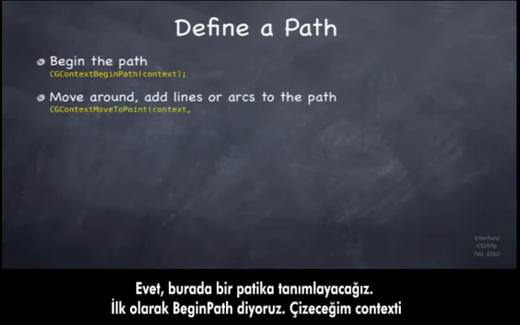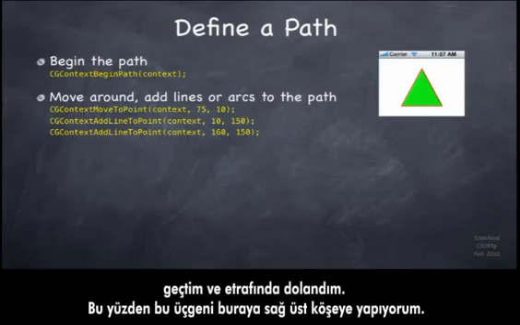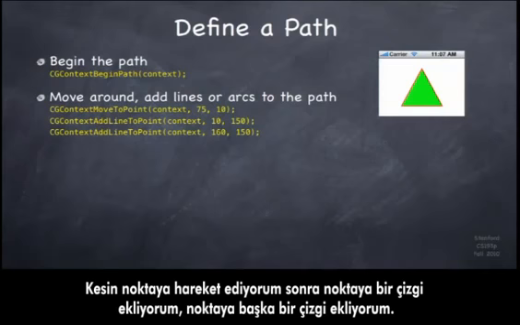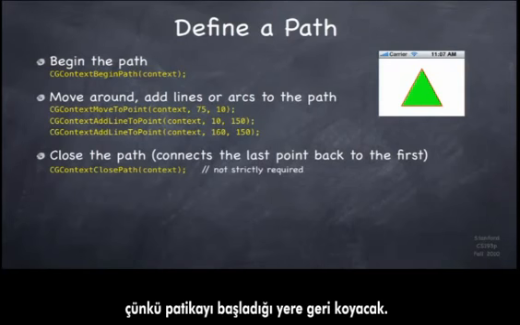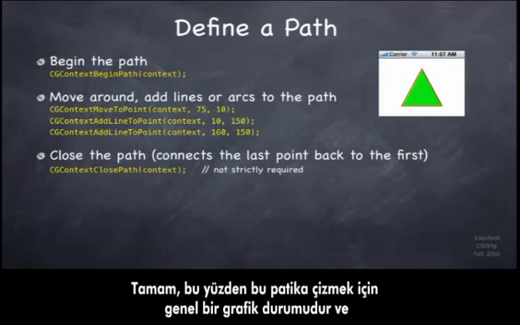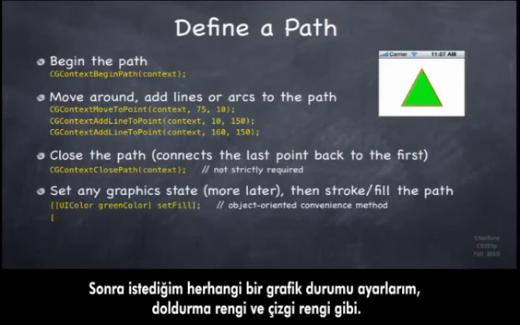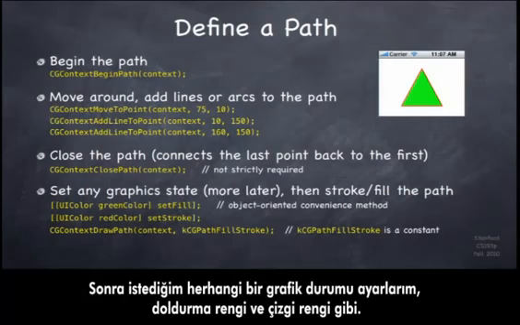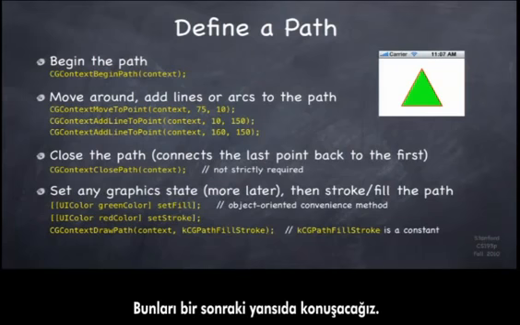So we're going to define a path here. First, I say begin path. I pass the context that I'm drawing in. Then I move around. So here I'm making this triangle up in the upper right corner. So I'm moving to a certain point, then I'm adding a line to a point, adding another line to a point. I only added 2 lines, but now I'm going to close the path, which is going to add that 3rd line, because it's going to make the path go back to its start. Okay, so that's a common graphics thing, to be drawing a path and then just close it and have it go back. You don't have to close it, okay? Not strictly required. And then I set any graphic state I want, like the fill color and the line color. Notice that these are object-oriented methods, the UIColor methods. We'll talk about those in the next slide.